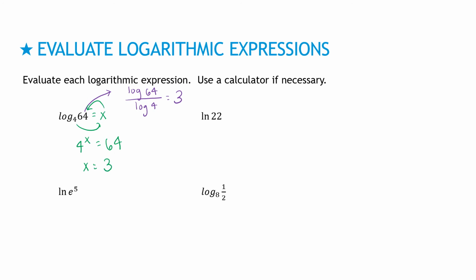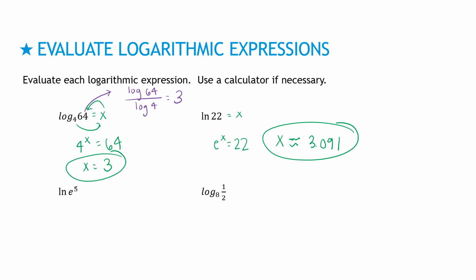Natural log of 22. Again, I could try to write it: e to the x equals 22. But that's really hard to try to figure out in my head, and so I'm not even going to try because, I mean, I'm smart, but I'm not that smart, right? So I'm just going to take the natural log of 22 in my calculator, and I get x is approximately equal to 3.091.